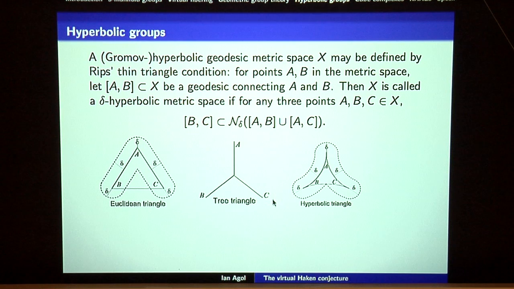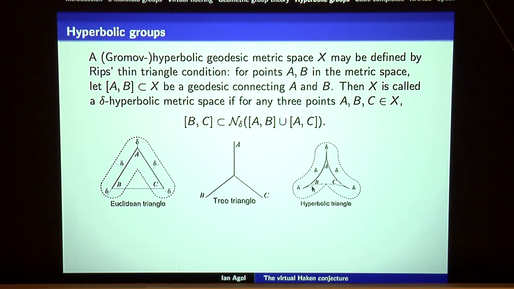Trees are delta hyperbolic. What's the delta constant in this case? So here's the geodesic between A and B. Here's the geodesic between A and C. Here's the geodesic between B and C. That's contained in some delta neighborhood of the union of these other two. And what's delta in that case? Zero, yeah, it's actually contained in the union of the two geodesics. So this is sort of the best example of a delta hyperbolic space. So it's zero hyperbolic, and you can see that's essentially equivalent to being a tree.